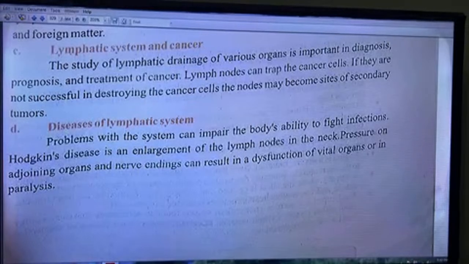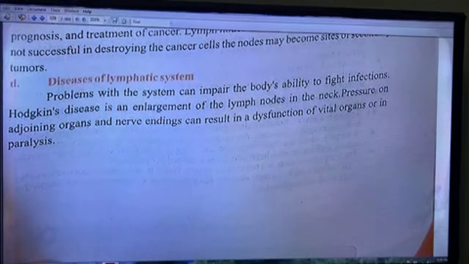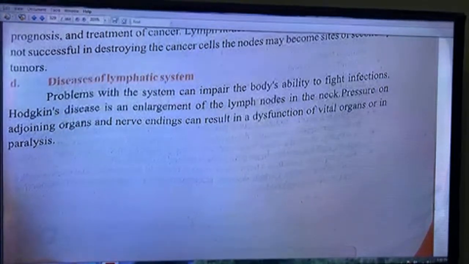Diseases of the lymphatic system. Problems with the system can impair the body's ability to fight infection. Hodgkin's disease is an enlargement of the lymph nodes in the neck. Pressure on adjoining organs and nerve endings can result in a dysfunction of vital organs or in paralysis.